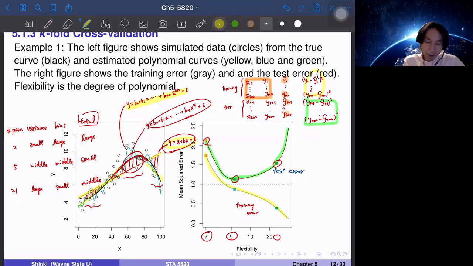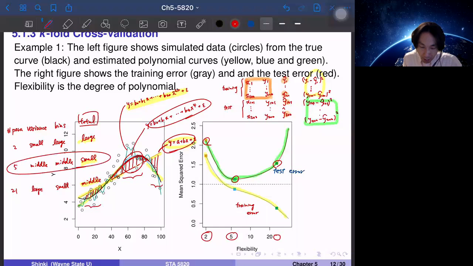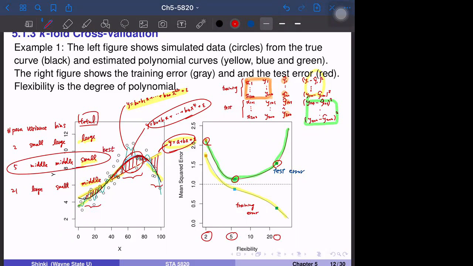Okay. So the point is that we have to minimize the total error. So basically, the middle one is the best. The middle one balances the bias and the variance well. It has smaller bias and a reasonably small variance. So in total, it's most accurate. Okay, that makes sense. Thank you.